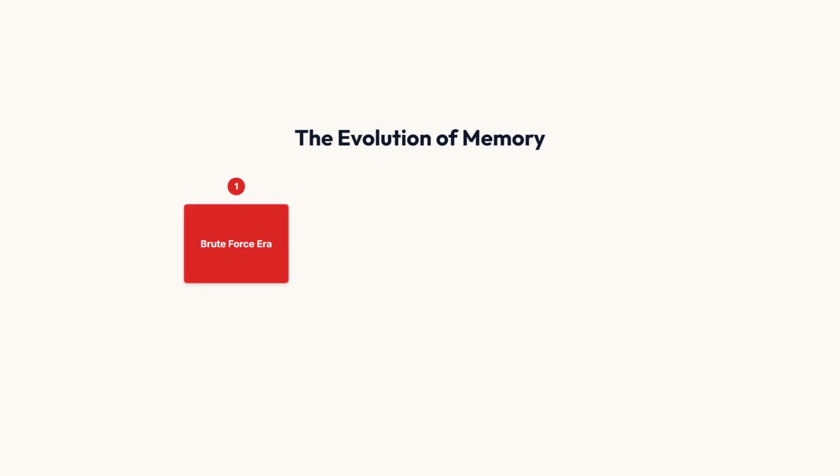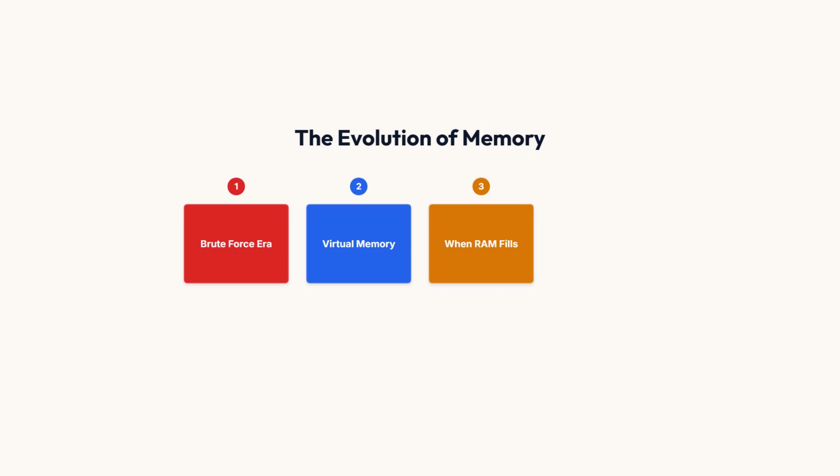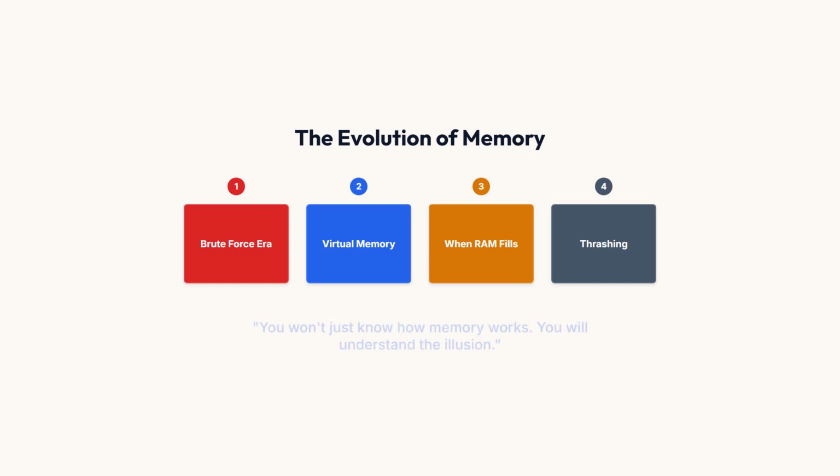To understand how we got here, we have to look at the brute force era and why simply handing programs raw chunks of physical memory failed almost immediately. We will look at the evolution of virtual memory, moving from the early days of base and bound registers to how modern paging works under the hood. We are also going to look at what happens when your RAM actually fills up, how the OS decides what to keep and what to kick out, and why your system completely grinds to a halt when it's pushed to the edge. By the end of this video, you won't just know how memory works, you will understand exactly how the operating system maintains this illusion, just so that your code can run.